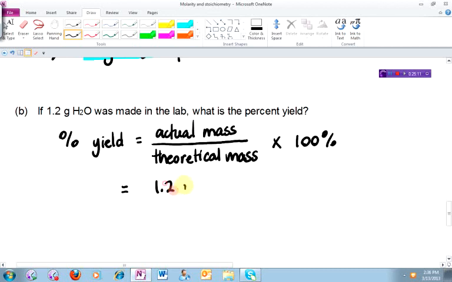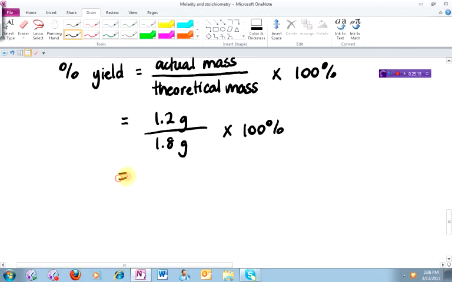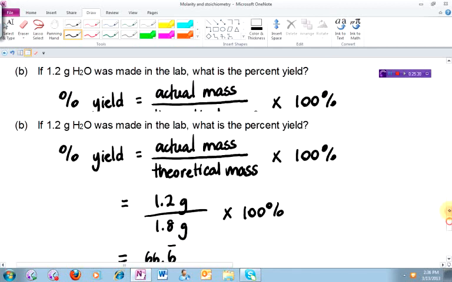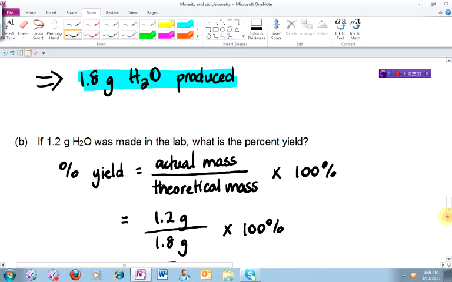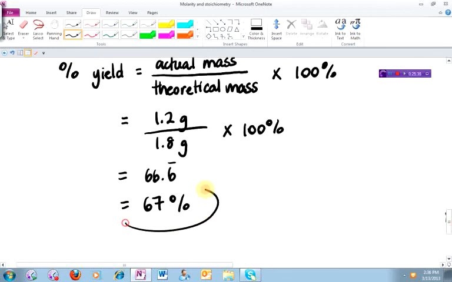So 1.2 grams divided by 1.8 grams times 100 ends up being 66.6 repeating, which we could round to 67. I think there's only two sig figs. Yeah, we're given 1.2, so there's 2 sig figs, so your answer would be 67%.